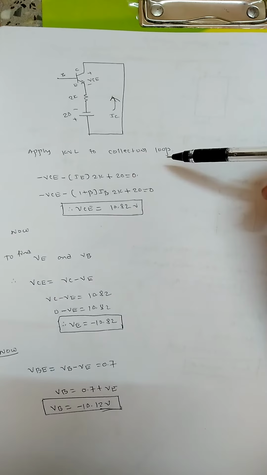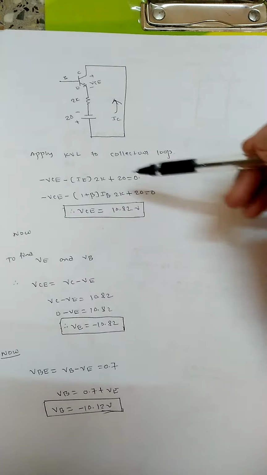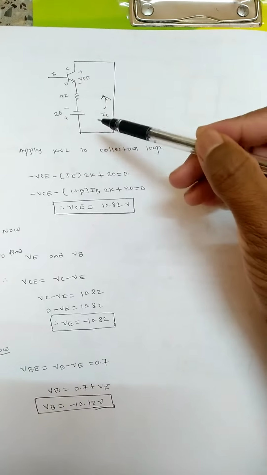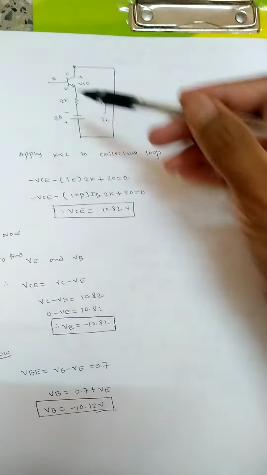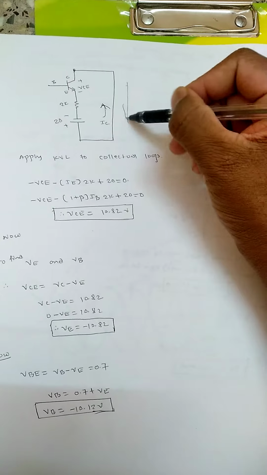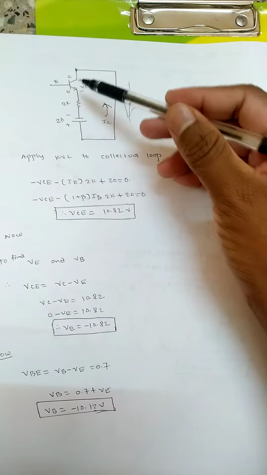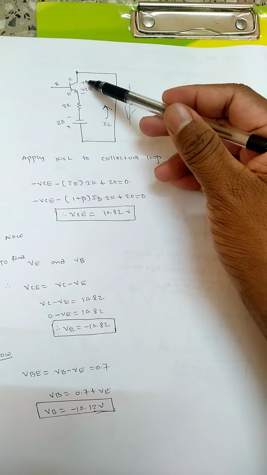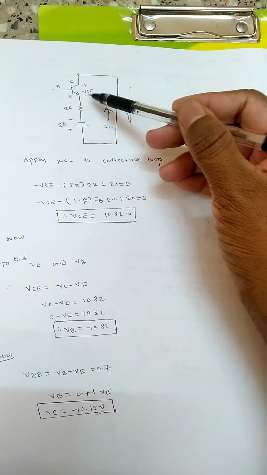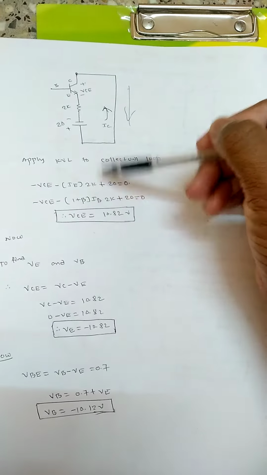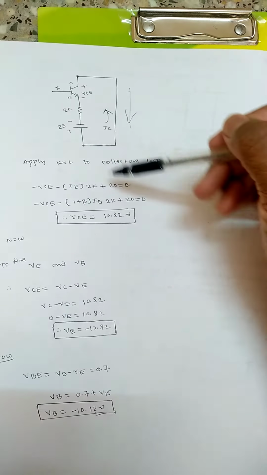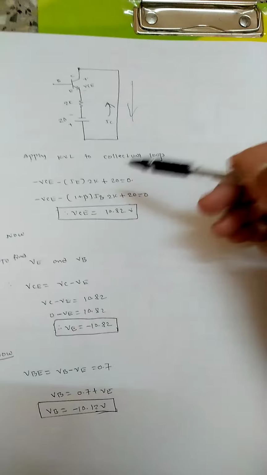Apply KVL to the collector loop. I will start from here and move in this direction. So minus VCE, since we are moving in this direction, minus the emitter current IE into 2k, plus, the second terminal, plus 20 equal to 0.